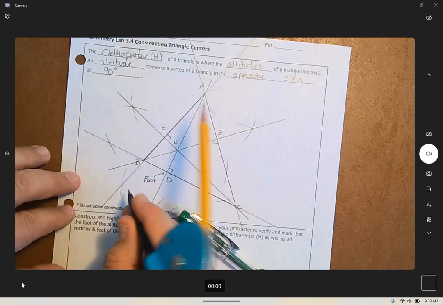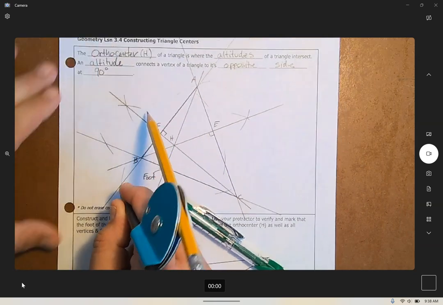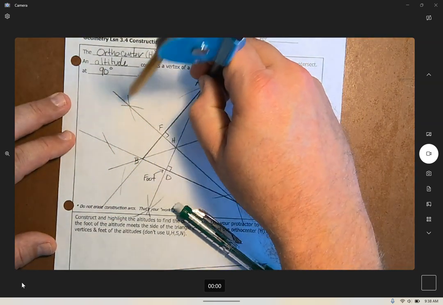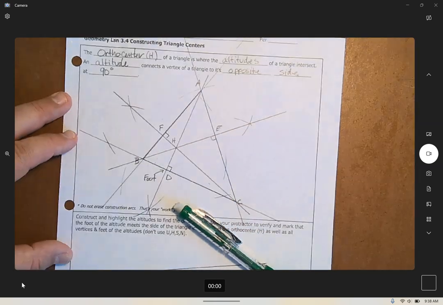And then from each of those points, I went more than halfway and I arced here, down here, and then from over here, I arced down there like that. Okay?